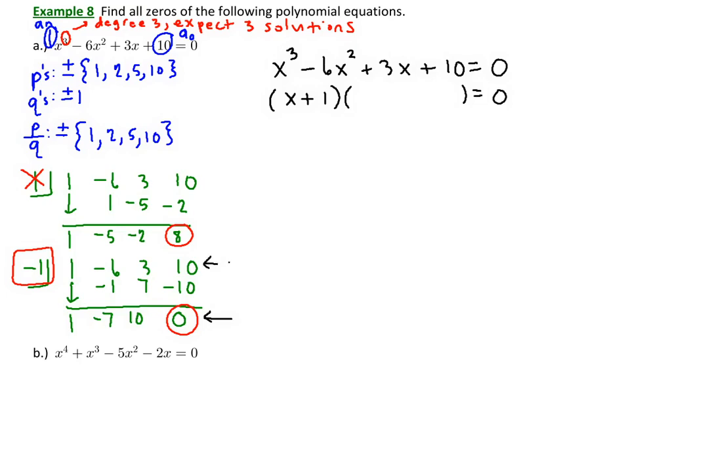So we started with degree 3. After one round of synthetic division, these numbers represent the coefficients of a degree 2 or a quadratic polynomial. So the other factor would be 1x squared minus 7x plus 10. So at this point, we have arrived at a quadratic trinomial. That's within our comfort zone to factor. So let's break that one down into 2 linear factors.